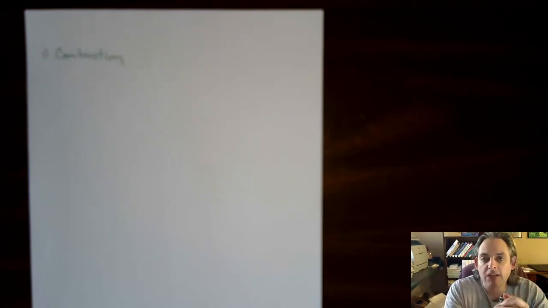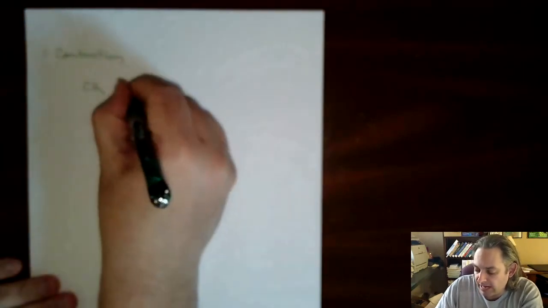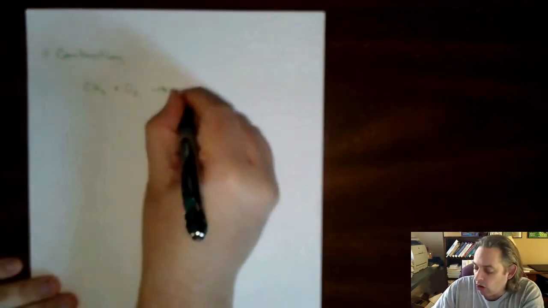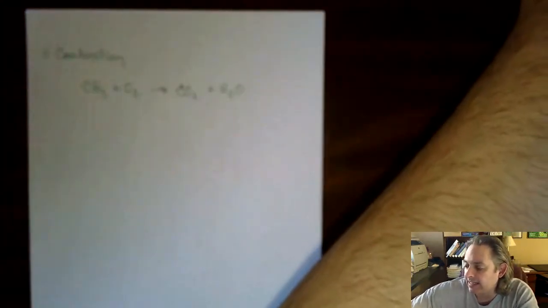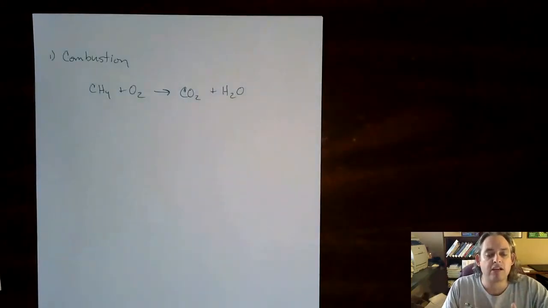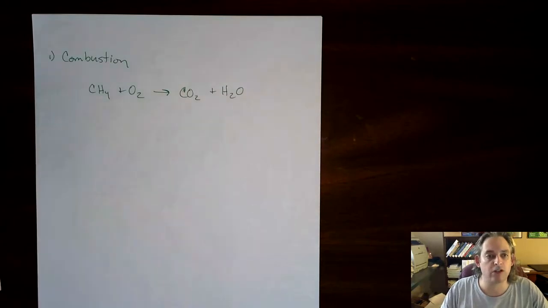Now, a very common combustion type reaction is a reaction with hydrocarbons. An example of that would be methane, which is CH4, reacting with oxygen. So again, it's reacting with oxygen. We'll always produce 2 compounds, carbon dioxide and water. Whenever you have a hydrocarbon and oxygen reacting together in a combustion reaction, it will always form carbon dioxide and water. So that's the case for all combustion reactions.